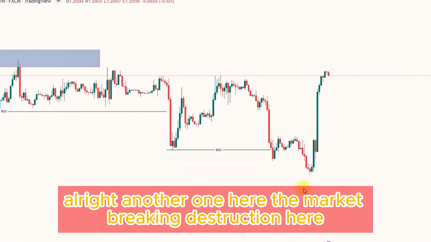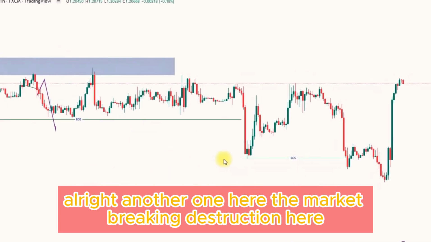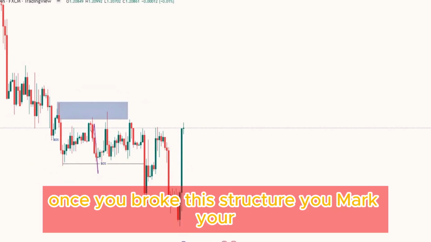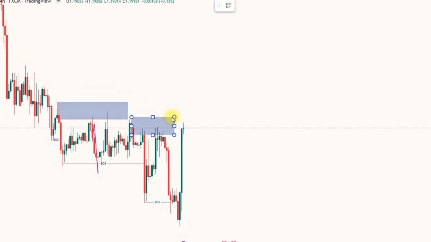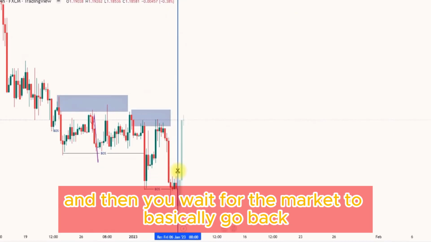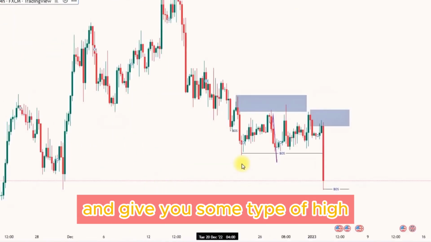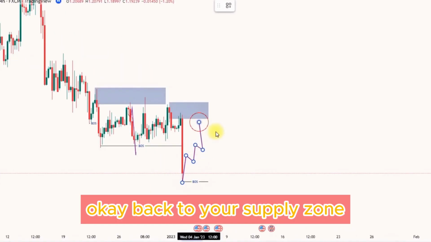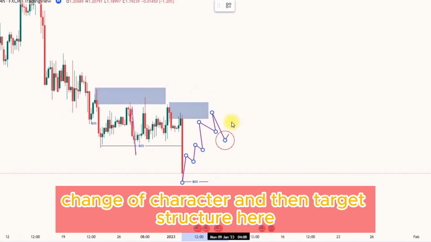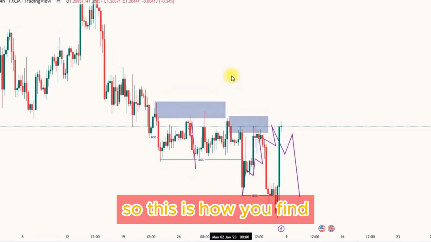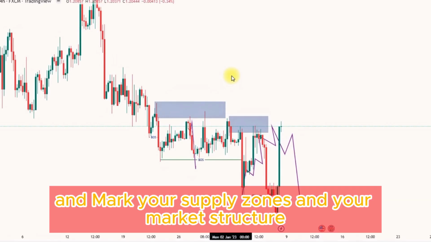Another one here, the market breaking the structure. Once it broke the structure, you mark your supply zone somewhere there, and then you wait for the market to go back and give you some type of high, low, high, back to your supply zone, change of character, and then target the structure here. Just like that. So this is how you find and mark your supply zones and your market structure.